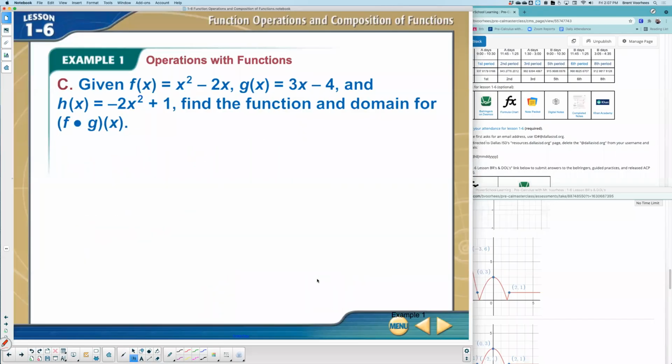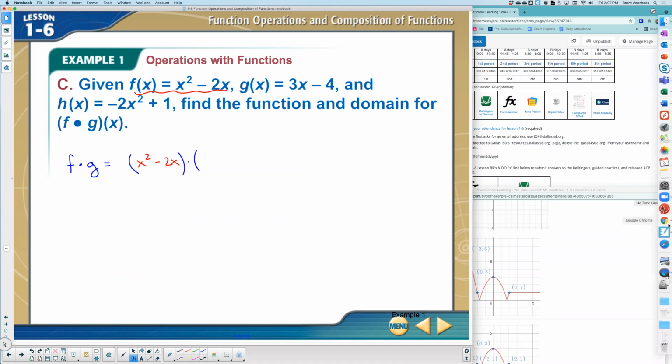Let's look at part C. Part C says, given the same problem, to find f, and this is a really big multiplication symbol, f times g. Just to make it clear in your notes, you could write it with an x, or a smaller dot. Just f times g. F times g means you're going to take the equation f, x squared minus 2x, and multiply that times g's equation, which is 3x minus 4.